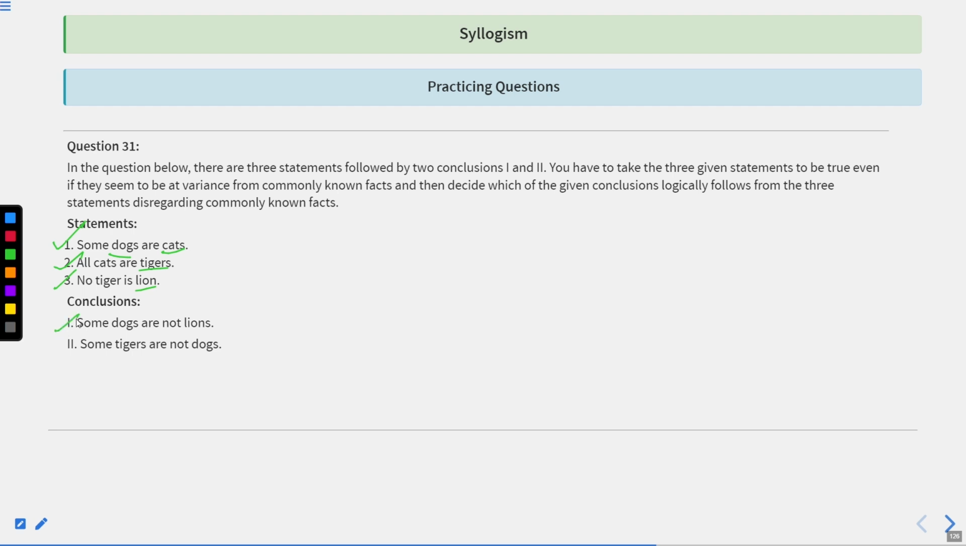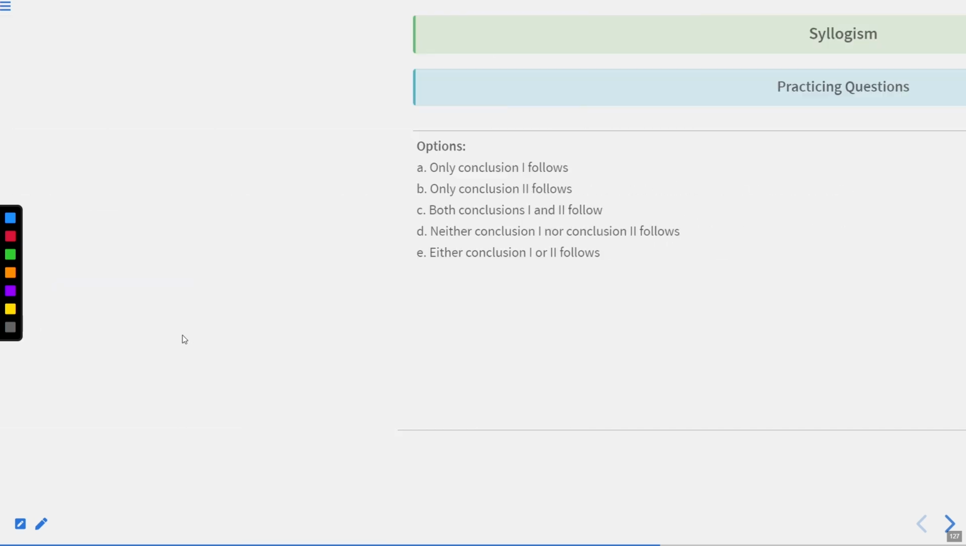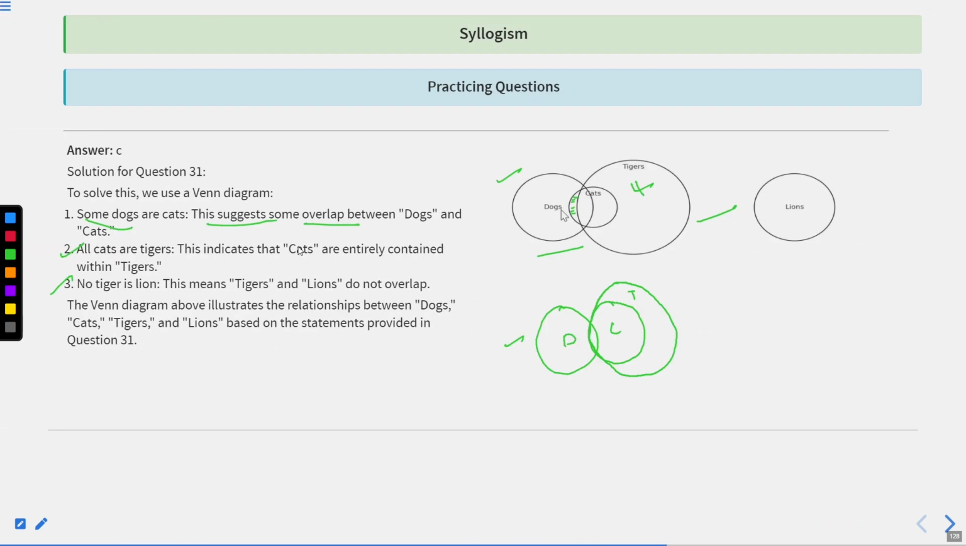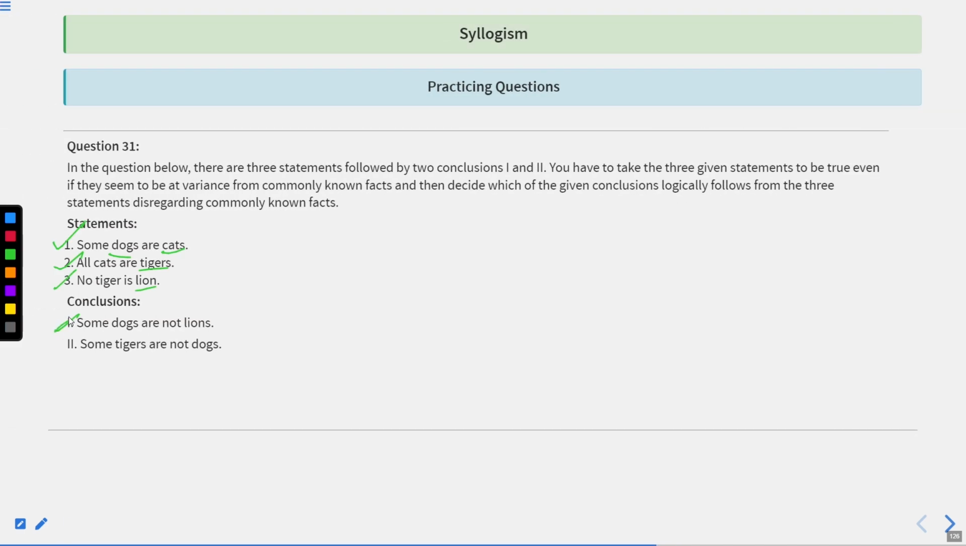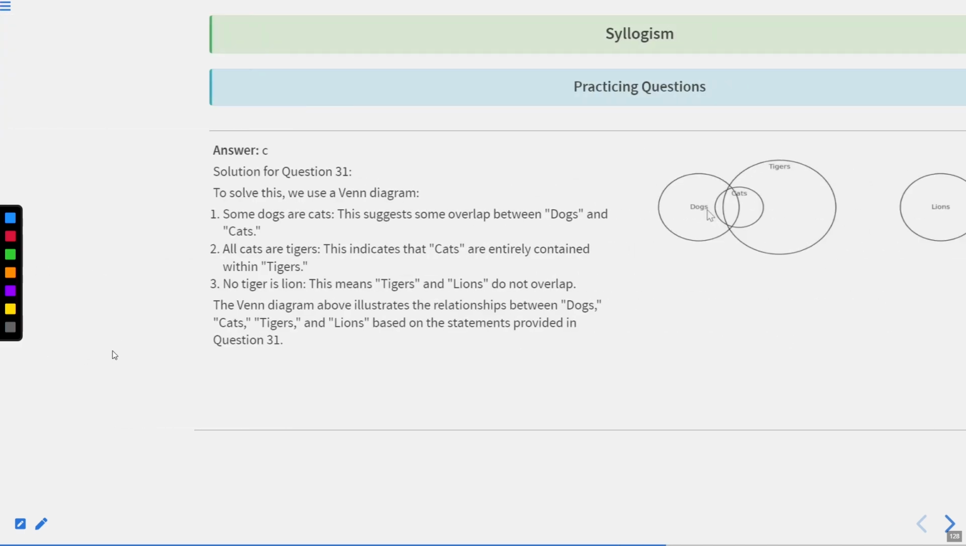So the first conclusion says some dogs are not lions. Absolutely correct. There is no relation between dogs and lions. So the first statement obviously follows. And the second conclusion: some tigers are not dogs.